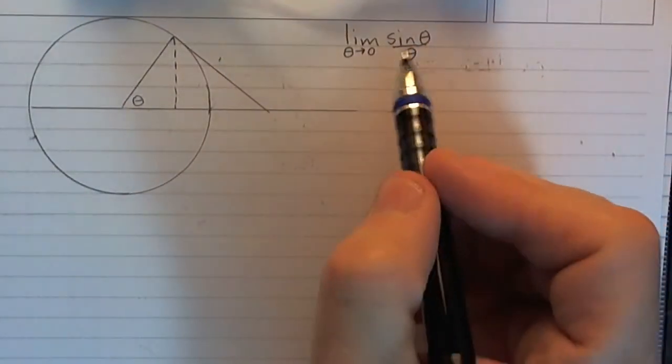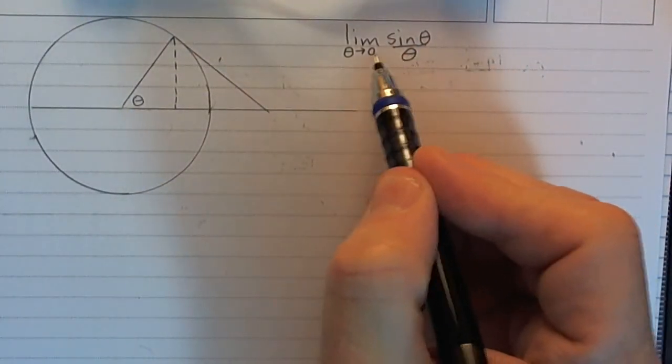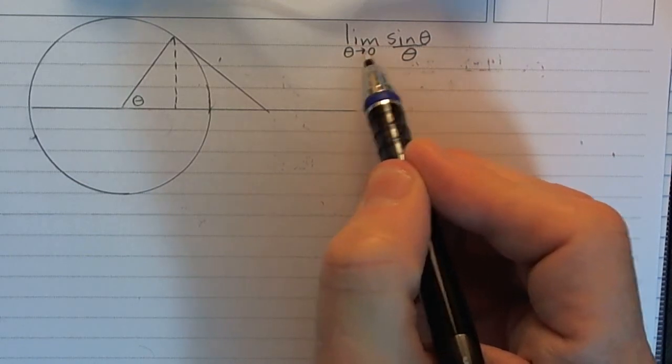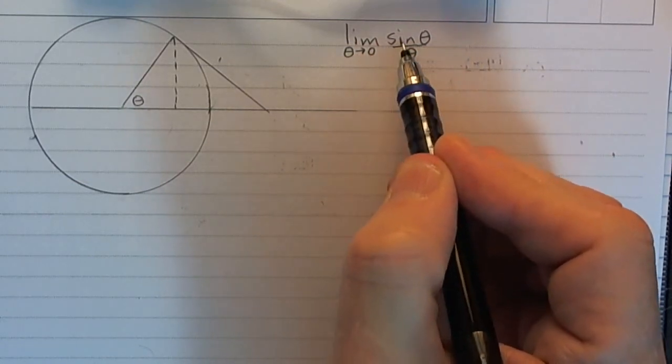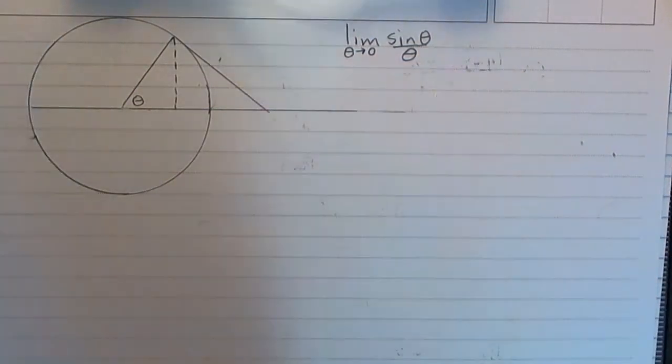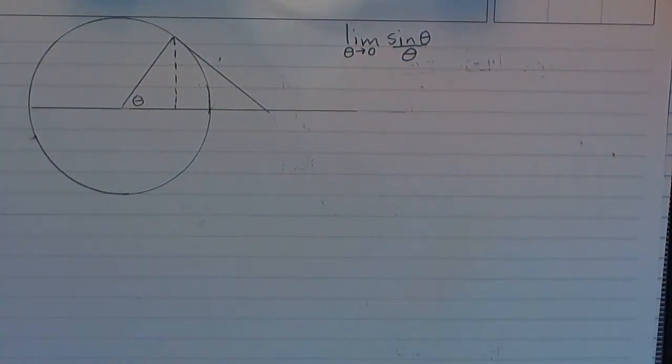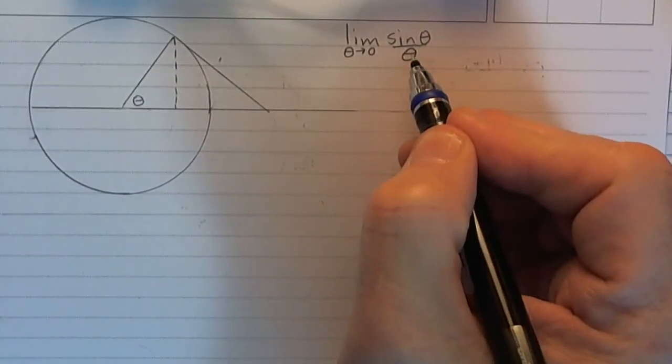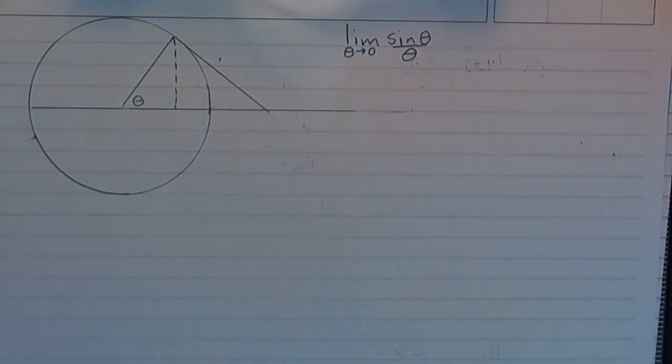Okay, let's see if we can figure out what this limit is right here. The limit is theta goes to 0 of sine theta over theta. Now, if we tried to just plug in, we would get 0 over 0. So that tells us we've got more work to do.